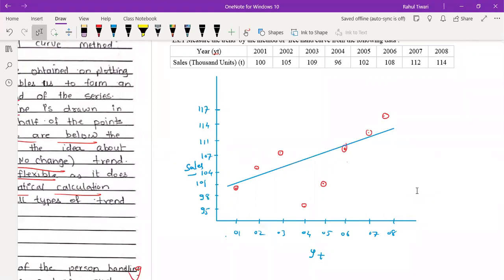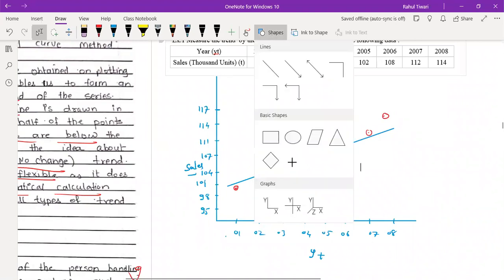But this line can be drawn in a different way also. Somebody will consider, for example, this line. Somebody will just consider this line. For example, this way.